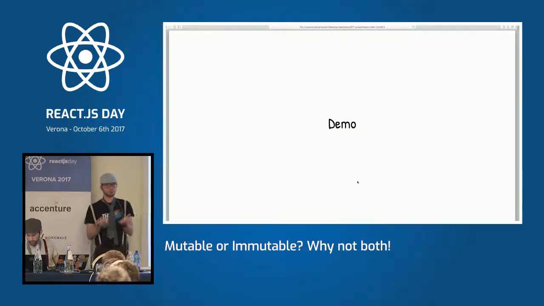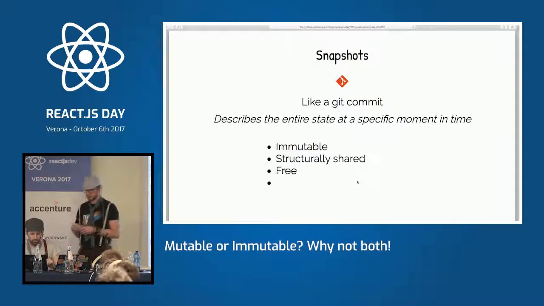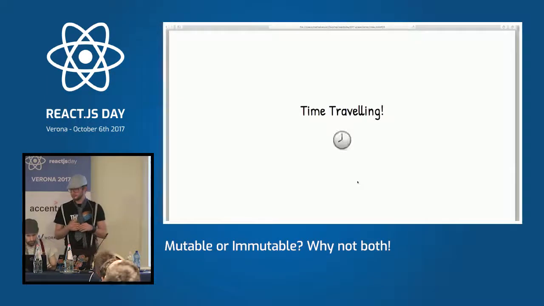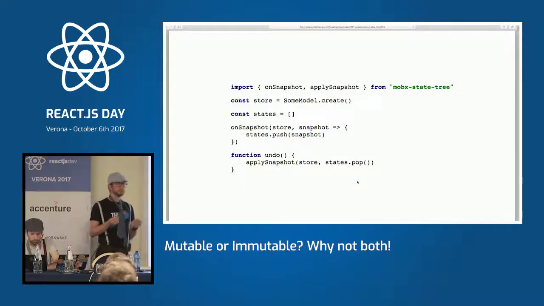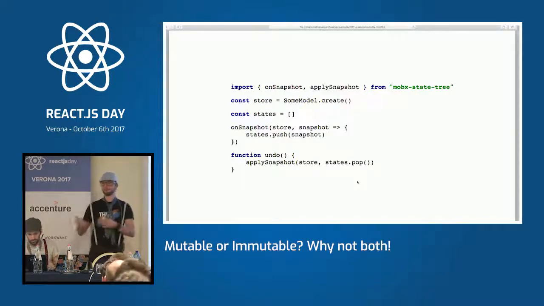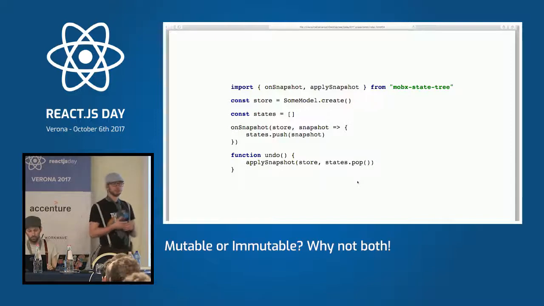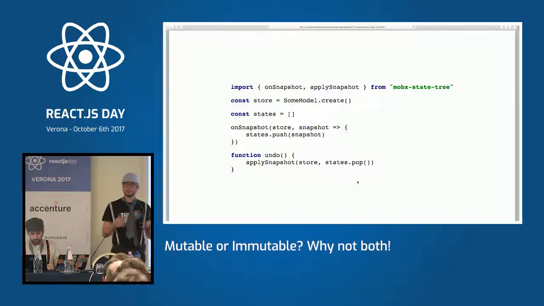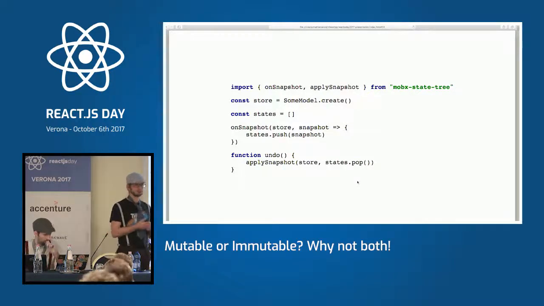And of course, when we have snapshots, that means we can build the coolest yet most unused feature of state management ever, which is called time traveling. This is what we can do now with that on-snapshot listener. We can basically create an array of all states that ever existed in our application and attach the on-snapshot listener to our store. Whenever we receive a new snapshot, push it onto the states we have. Then undoing, or traveling back in time, is just a matter of grabbing an older snapshot and applying that back to the store, back to the tree.